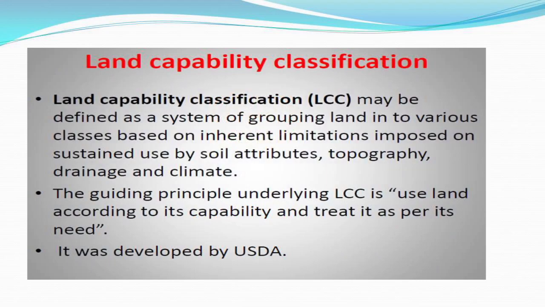Today we are going to discuss the topic land capability classification. Land capability classification may be defined as a system of grouping land into various classes based on inherent limitations imposed on sustained use by soil attributes, topography, drainage and climate. The guiding principle underlying LCC is use land according to its capability and treat it as per its need, and it was developed by USDA.